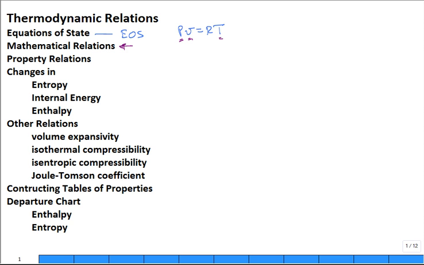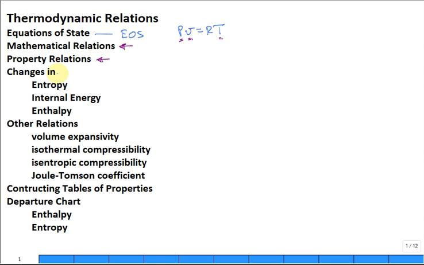A review of some calculus: chain rule, differentiation, partial differentiation. And then we started to build property relations. We got the Clapeyron equation and then the Clausius-Clapeyron equation, helping us get the change in enthalpy from pressure, temperature, and volume measurements for a phase change, hfg.